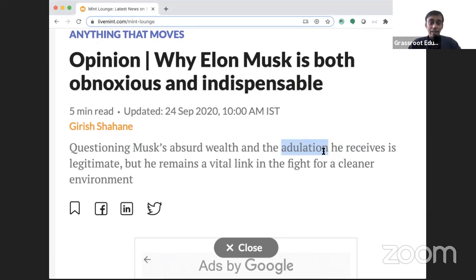And the adulation he receives is legitimate. What do you mean by legitimate? Yes, it is valid. So these questions are valid, but he remains a vital link, a very, very important link in the fight for a cleaner environment. So he is an advocate of a cleaner environment. He always says that the environment should be this way, we should not pollute and so on. So his companies are also shaped that way.